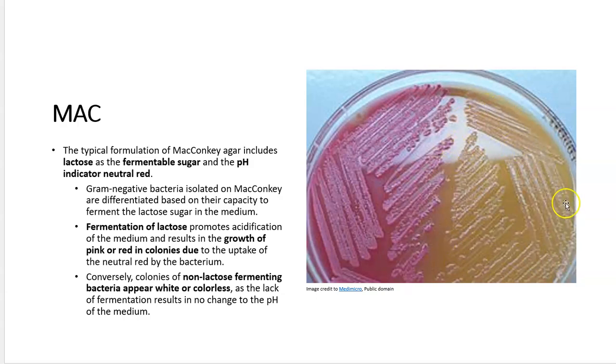Over here, what's happening is a gram-negative bacteria was inoculated, so it was able to grow. However, it does not ferment lactose. Since it does not ferment lactose, acids are not released, the pH does not change, and the growth is simply kind of this colorless growth on top of the surface of the media. So only gram-negative bacteria will grow. However, if they grow pink, that's a sign that lactose was fermented. If they grow this kind of colorless, translucent appearance, then that's typically a sign that the gram-negative bacteria does not ferment lactose.